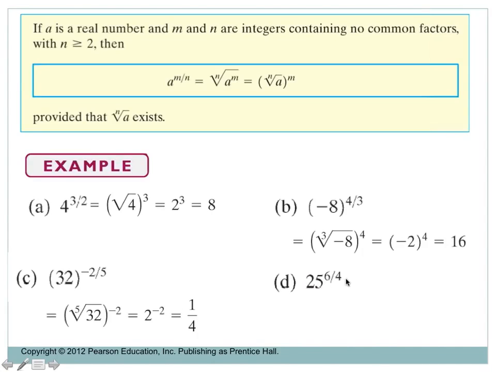And 25 to the 6 over 4 power. One thing we can do is we can reduce 6 over 4 to 3 over 2. So this is just 25 to the 3/2 power. So we're going to rewrite this as the square root of 25. It's square root because we have a 2 in our denominator, raised to the 3rd power. The square root of 25 is just 5, so we just have 5 cubed, which just gives us 125.